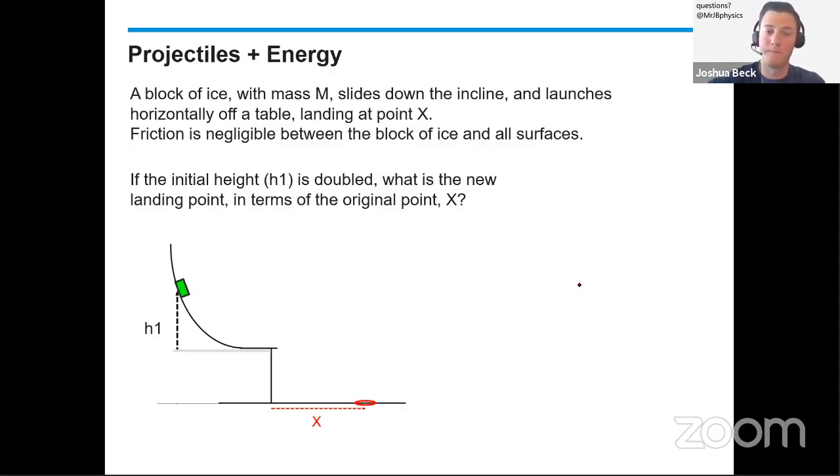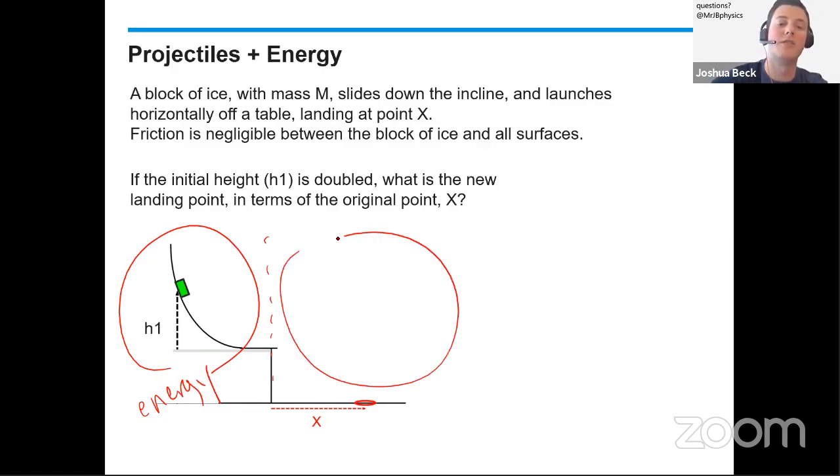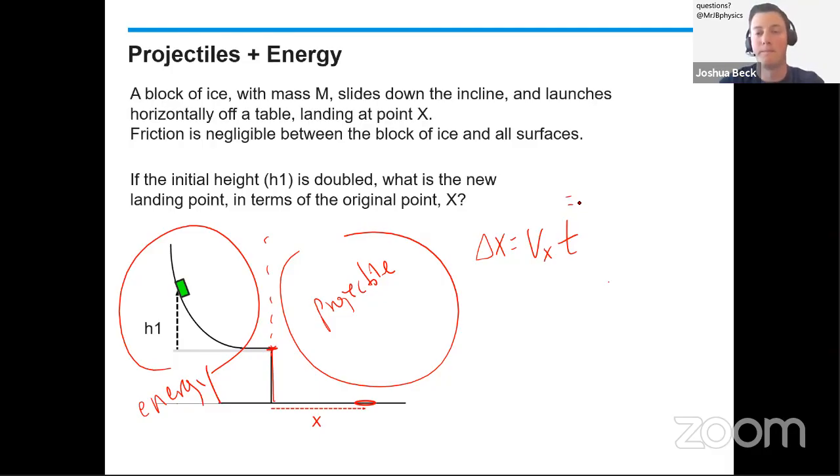just be aware that this is really 2 different problems. Over here, we have an energy analysis. And then over here, we have a projectile analysis. Treat them separately. We know that the range of my projectile is going to be based on this. Well, I haven't changed the height of this table, so that means that my time is going to stay the same. So really, if I want to know what happens to my landing point, I really need to know what happens to Vx.